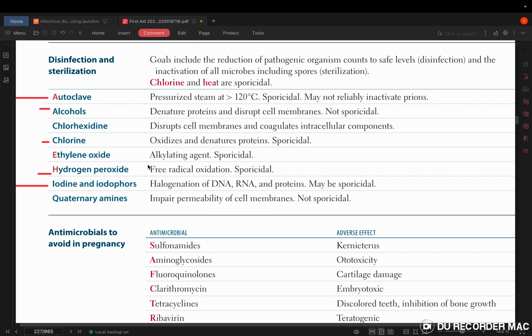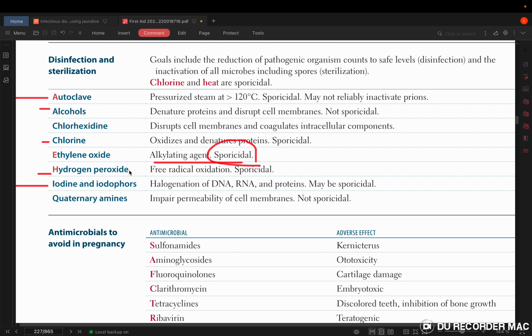The chlorine, guys, is the same thing we use for the toilet. It oxidizes and denatures the proteins. It's also sporicidal. Ethylene oxide is an alkylating agent. It's also sporicidal. Hydrogen peroxide is a free radical oxidation.